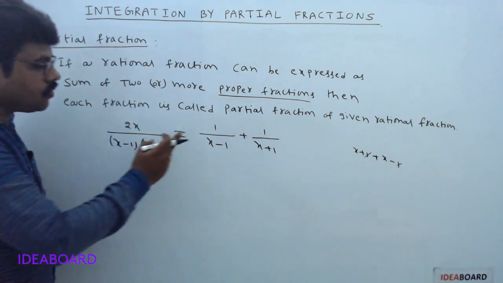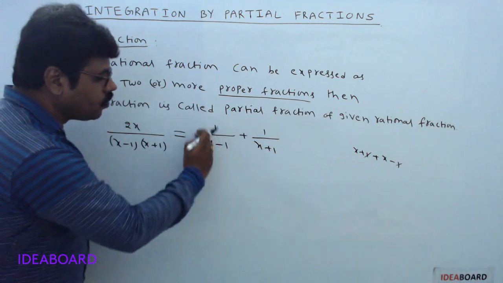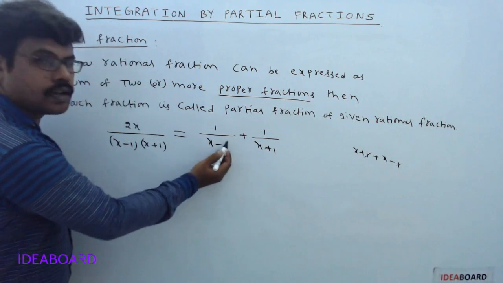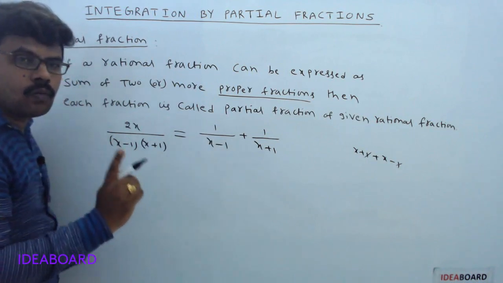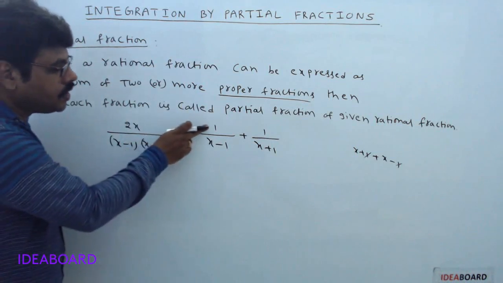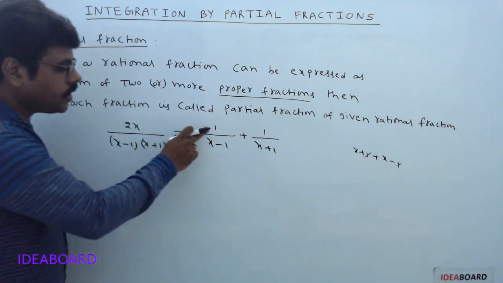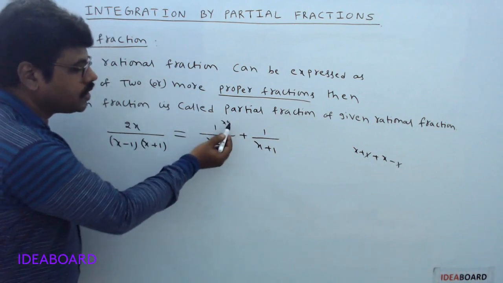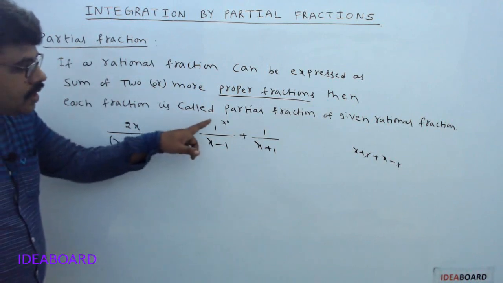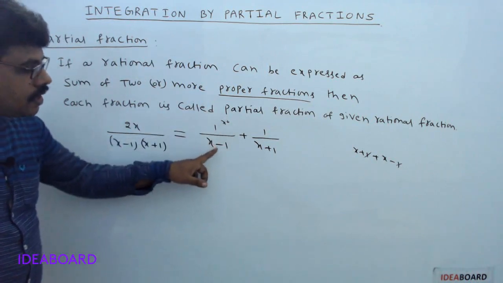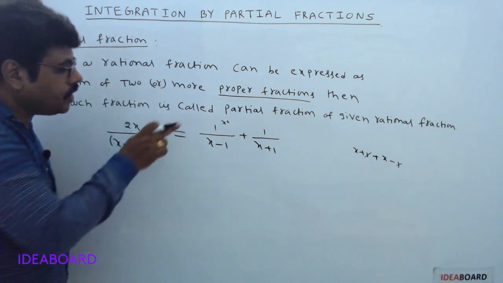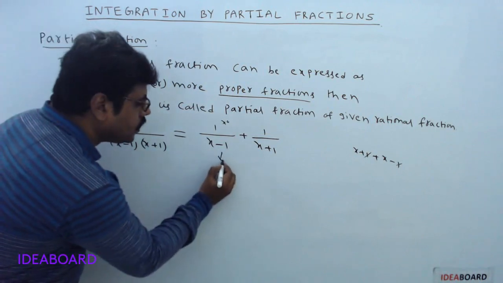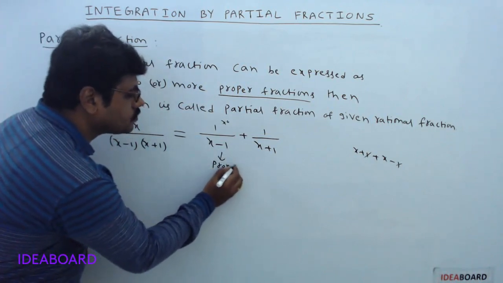Now if you observe the fraction on the right hand side, 1 divided by (x minus 1), what is the degree of x minus 1? Degree of x minus 1 is 1. What about the degree of its numerator? 1 can be taken as x to the power 0 also. So degree of numerator will be 0. Degree of denominator is 1. Clearly degree of numerator is less than degree of denominator. So it is a proper fraction.